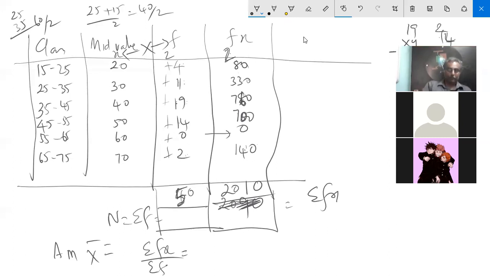So what you have to do, sigma fx by sigma f. That is 2010 by 50. 201 by 5. In 20, 5 will go how many times? 4 times. 1, it will go 0 times. Take 10. It will go 2 times, 40.2. That's the answer. Okay. So your arithmetic mean x bar is equal to 40.2.